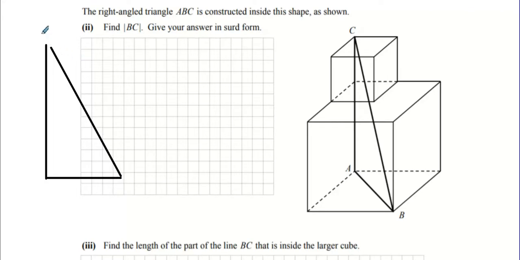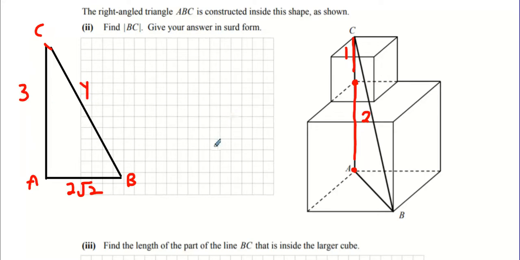So that's C, that's A, this is B. Now we already know A to B is 2 root 2, because that's what we calculated last time. We know the height of the cube from here to here is 2. Now this height is 1, so that'll make that 3. So now we can do Pythagoras' theorem.